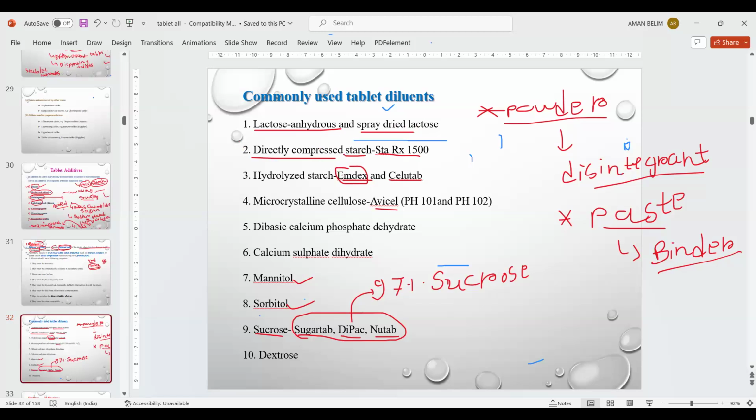Okay, then for the directly compressed tablet, Starx. Now remember, starch is not directly compressible. Okay, this also can be asked as an MCQ. Starch is not directly compressible, but Starx 1500, which is modified starch, is directly compressible. Okay, modified starch is directly compressible. Remember this. It is very important.